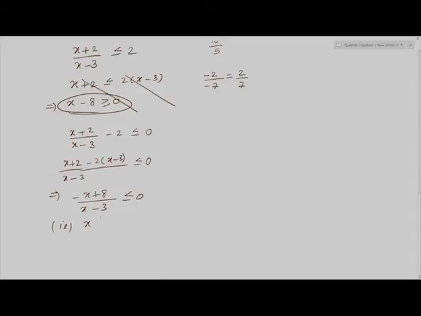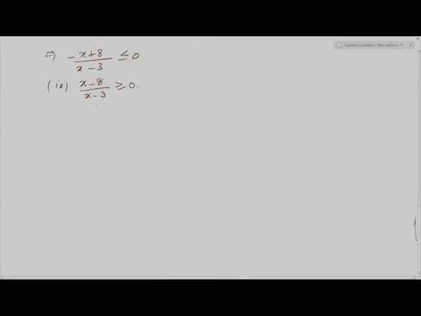I am multiplying both sides by the minus sign, therefore the inequality should be reversed. So (x - 8)/(x - 3) ≥ 0. So remember, before you solve inequalities, you should always see that the right hand side is 0. So you bring all the terms to one side, so that the other side of the inequality is 0, then you won't commit any mistake.